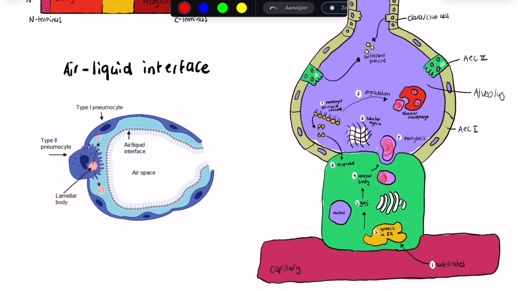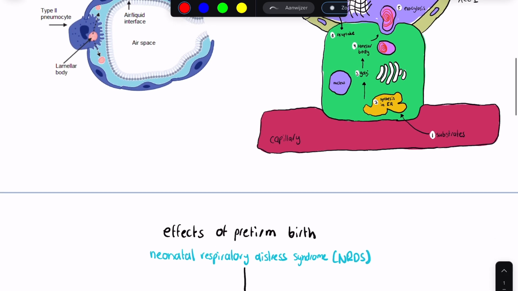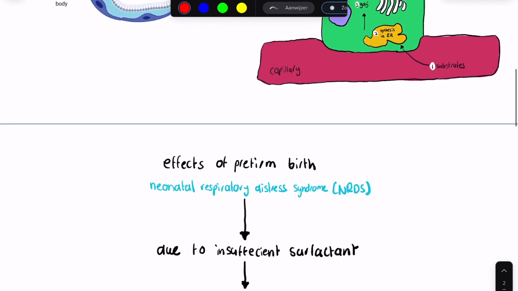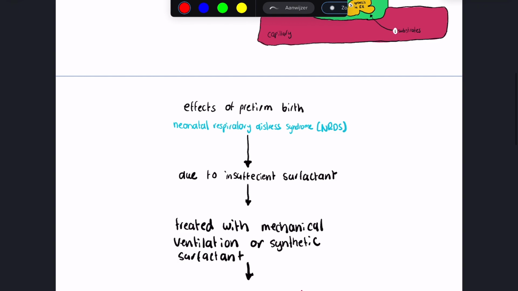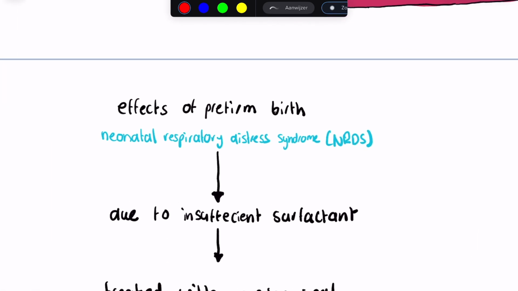Well, then we have had the whole life cycle: how the surfactant is produced, how it is used to reduce the surface tension, and then also how either reuptake happens, or degradation occurs. But there are also some complications that occur. This is oftentimes due to preterm birth. Well, what exactly is preterm birth? This is a baby that's born before 37 weeks of gestation, and this is also when the lung development is not properly finished yet. Therefore, this can cause neonatal respiratory distress syndrome, as you can see here, which is abbreviated as NRDS.